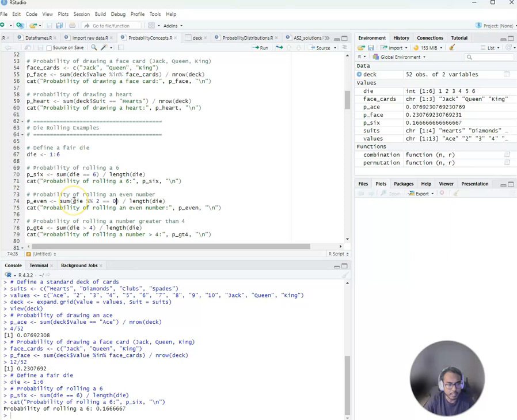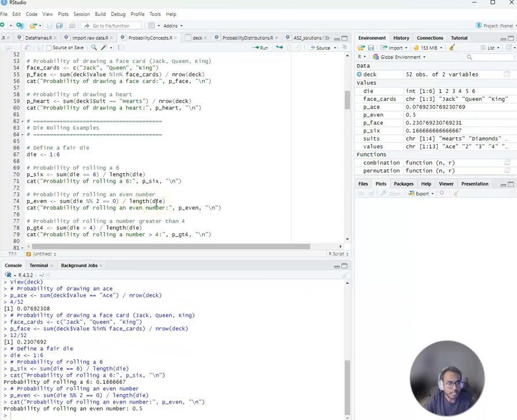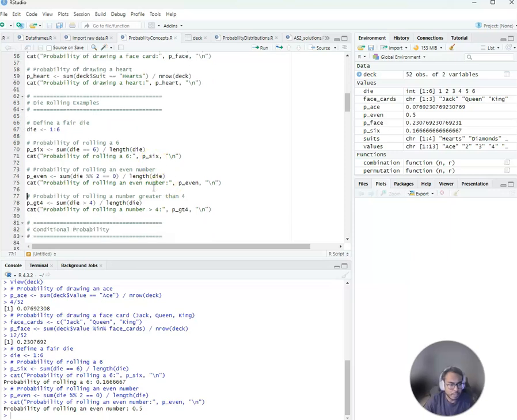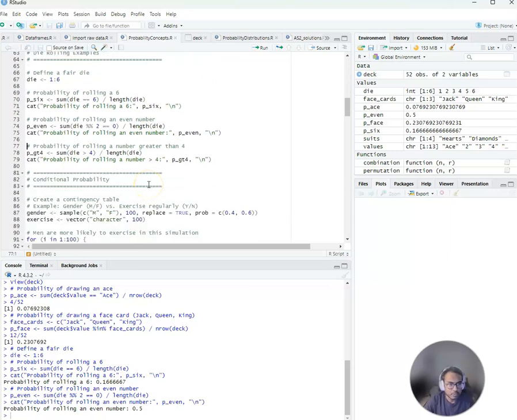This means that the die outcome divided by 2 should generate a remainder of 0. So this is how we separate even from odd numbers, and we divide it by the length of the die. And that is exactly 50%. So as you can see, you can play around with the other codes, and you can try out other scenarios on your own as well, and you can match that with the theory to be more familiar with it.